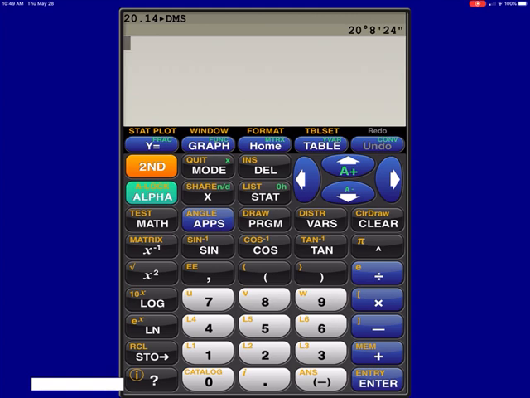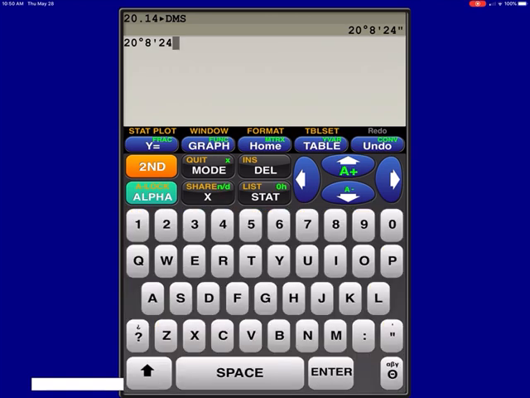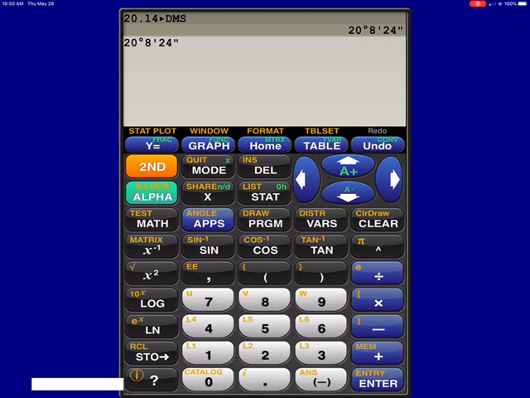Now I want to show you how to go the other way. Say we were given degrees, minutes, and seconds, and we want to get back to a decimal. Let's type this in. So 20 degrees: you hit your second button and angle, and that's command 1. Then 8 minutes: you hit your 8, go back to the second button, back into angle, and command 2 is minutes. Then to get your 24 seconds, you hit the alpha key, and above the plus sign you will see your double prime quote. That'll give you seconds.